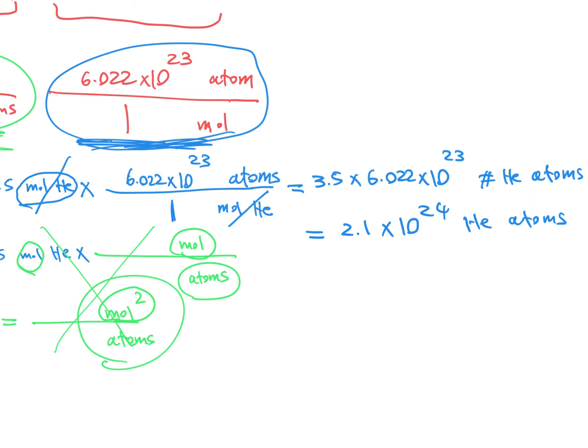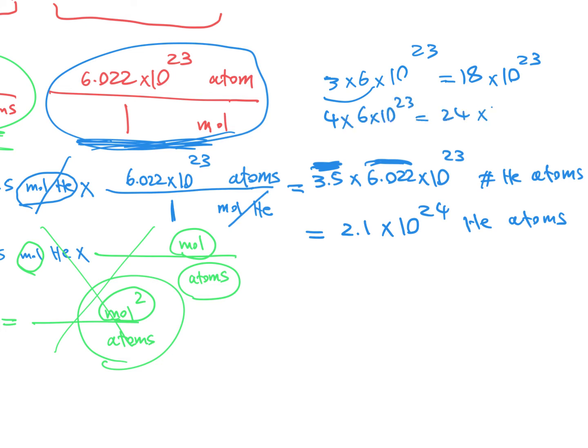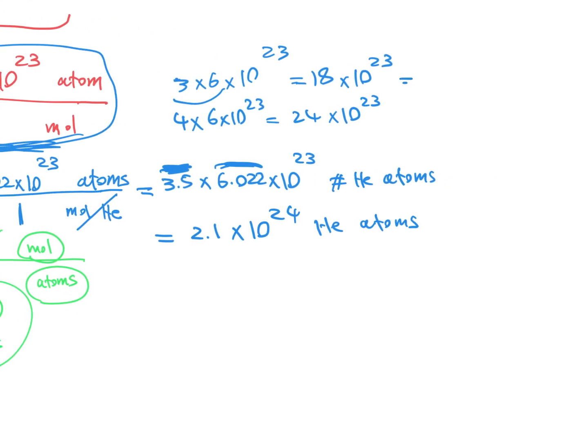I always tell my students to check the number yourself after you put that in the calculator. So if this was 3 multiplied by 6 multiplied by 10 to the power of 23, 3 multiplied by 6 is 18, right? Multiplied by 10 to the power of 23. If this was 4, like 3.5 is between 3 and 4, right? It would be 24 multiplied by 10 to the power of 23. Based on scientific notation, we can write this 1.8 multiplied by 10 to the power of 24. This would be 2.4 multiplied by 10 to the power of 24.